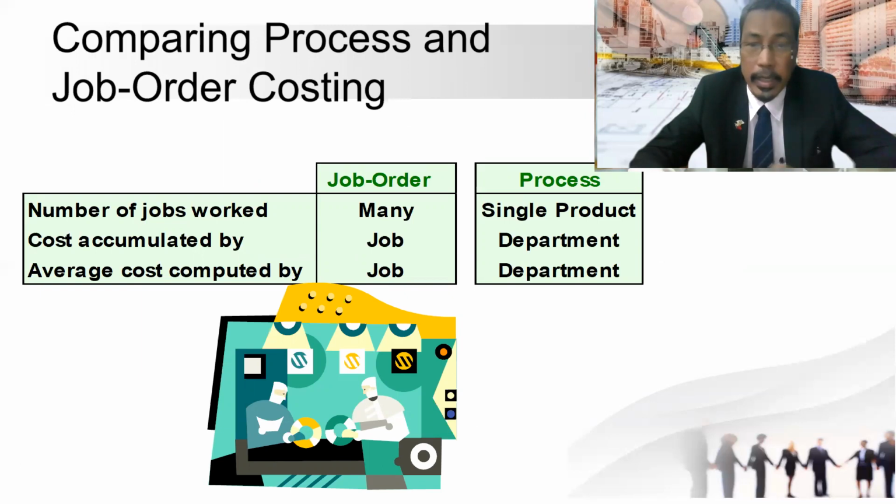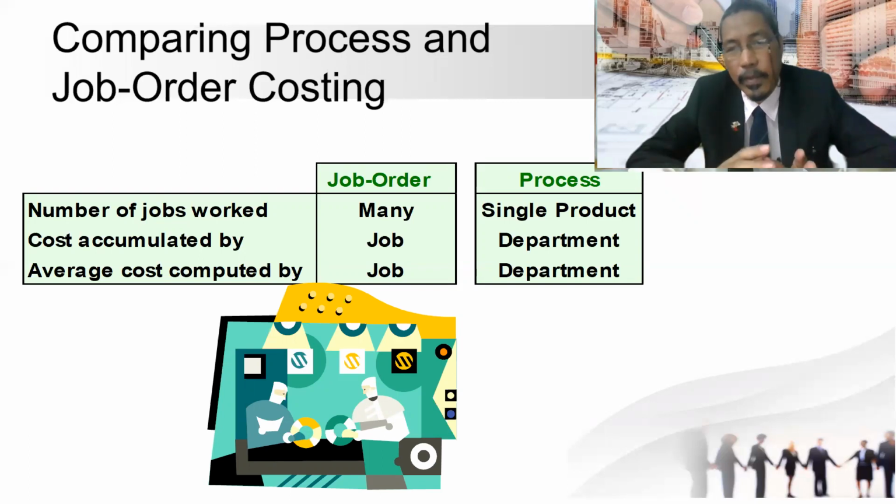For job order, many. The number of jobs, there are many. Process costing, single product. Okay? In terms of cost accumulated, job order, job; process, department. Okay, so in process costing the cost is attributed to the department, and in job order, the cost is attributed on a per job basis.